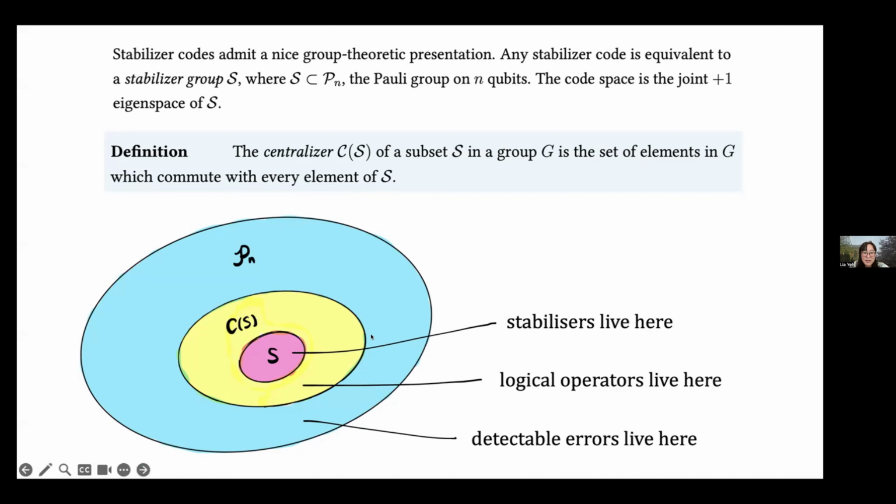Any detectable errors live in this blue region, which does not commute with the stabilizers, and therefore when you measure, at least one of the stabilizer generators that you measure is going to give a -1 sign. To be in the blue region means you don't commute with at least one thing, in fact many things, in the pink area.